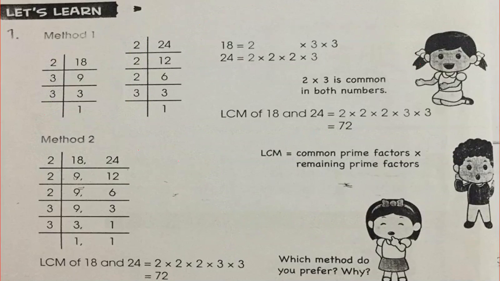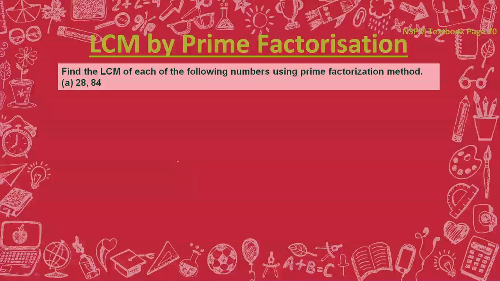Okay, so let's see how we can solve it and find the LCM by using this method, prime factorization. Why are we using the word factorization with prime? Because we are finding the factors here. Let's suppose they give the question: find the LCM for each of the following numbers. The numbers are 28 and 84. And you are finding the LCM.